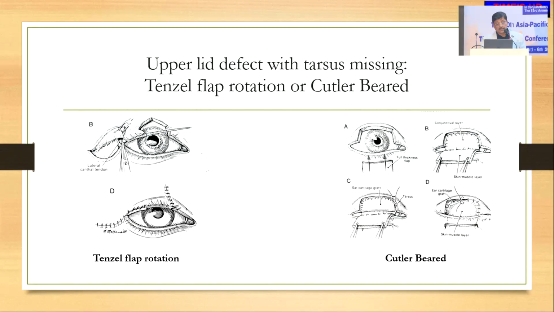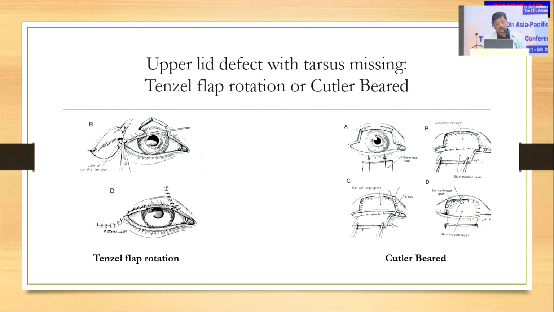Upper lid defects with tarsal plate missing can also be managed by Tenzel flap as well as Cutler-Beard. Here you make this bucket-handle type of flap in the lower lid, and tissue is mobilized from the lower side to the upper side behind the lower lid tarsal plate, and then it is stitched in the upper lid, and after 1 month or more you can cut it from here and remove the suture and then stitch this lower lid here. This will give a good cosmetic look as well as a good normal lid.